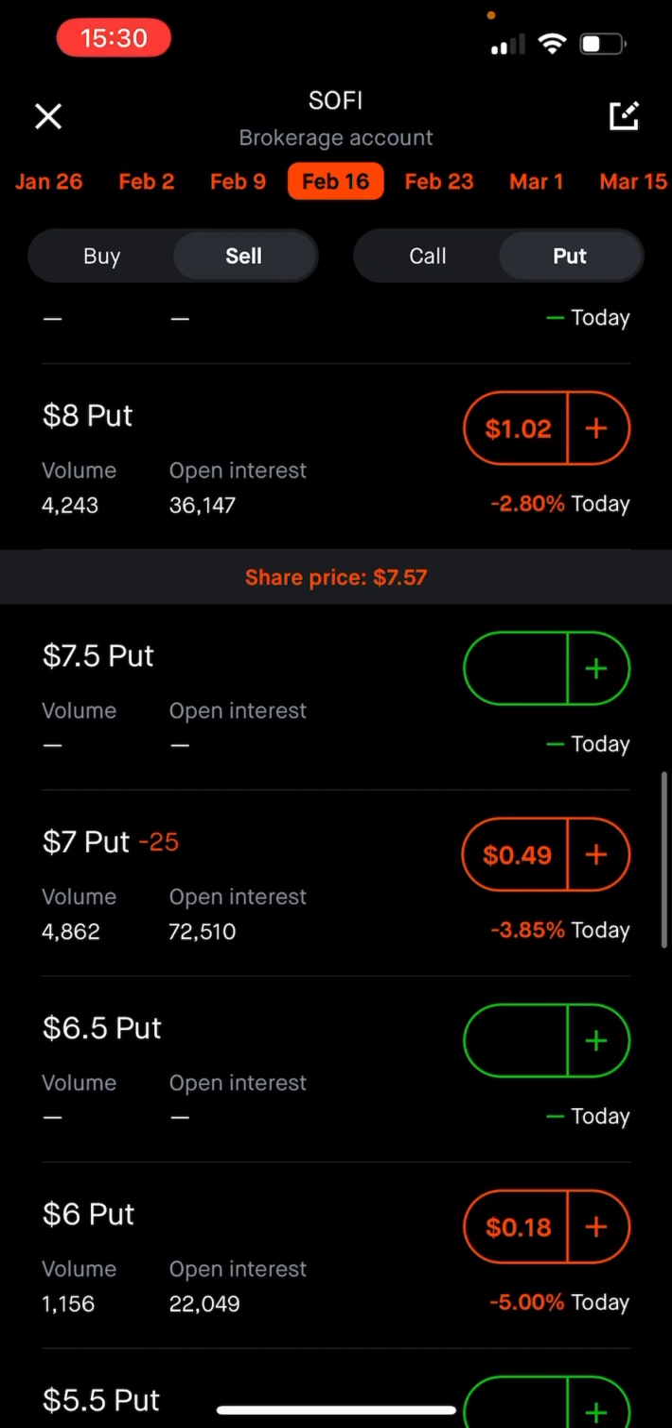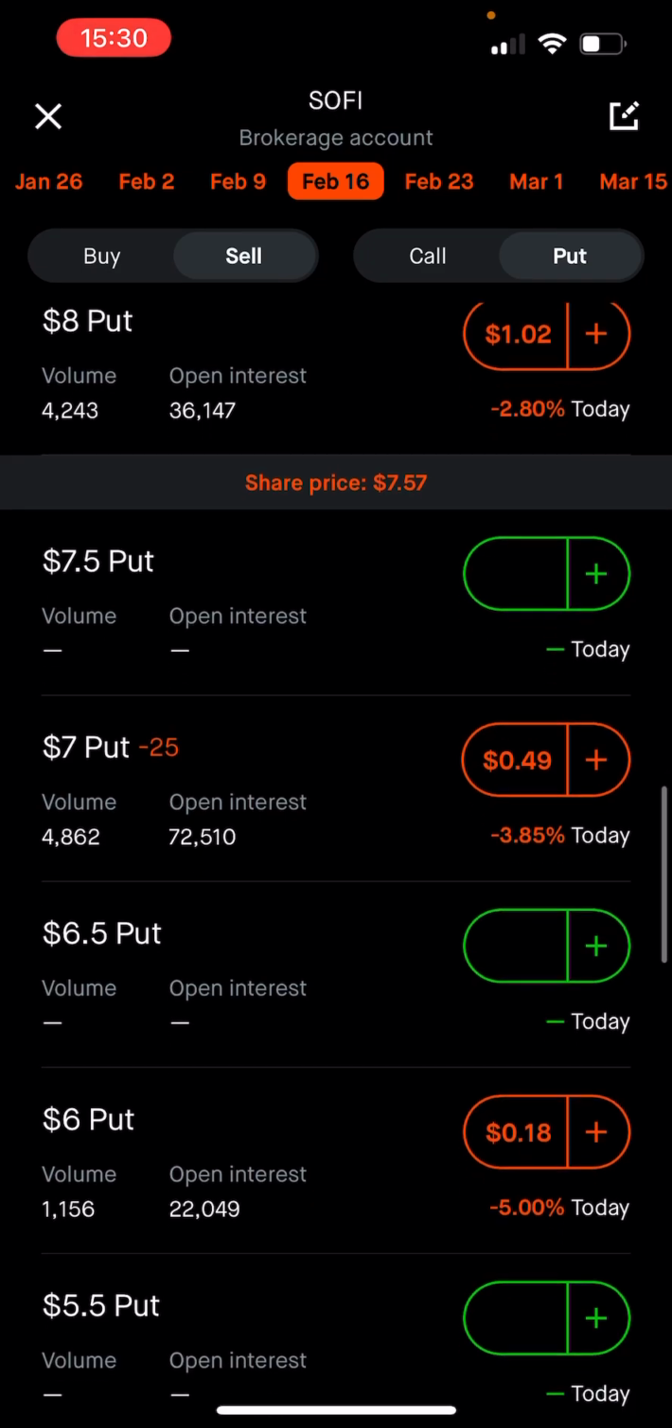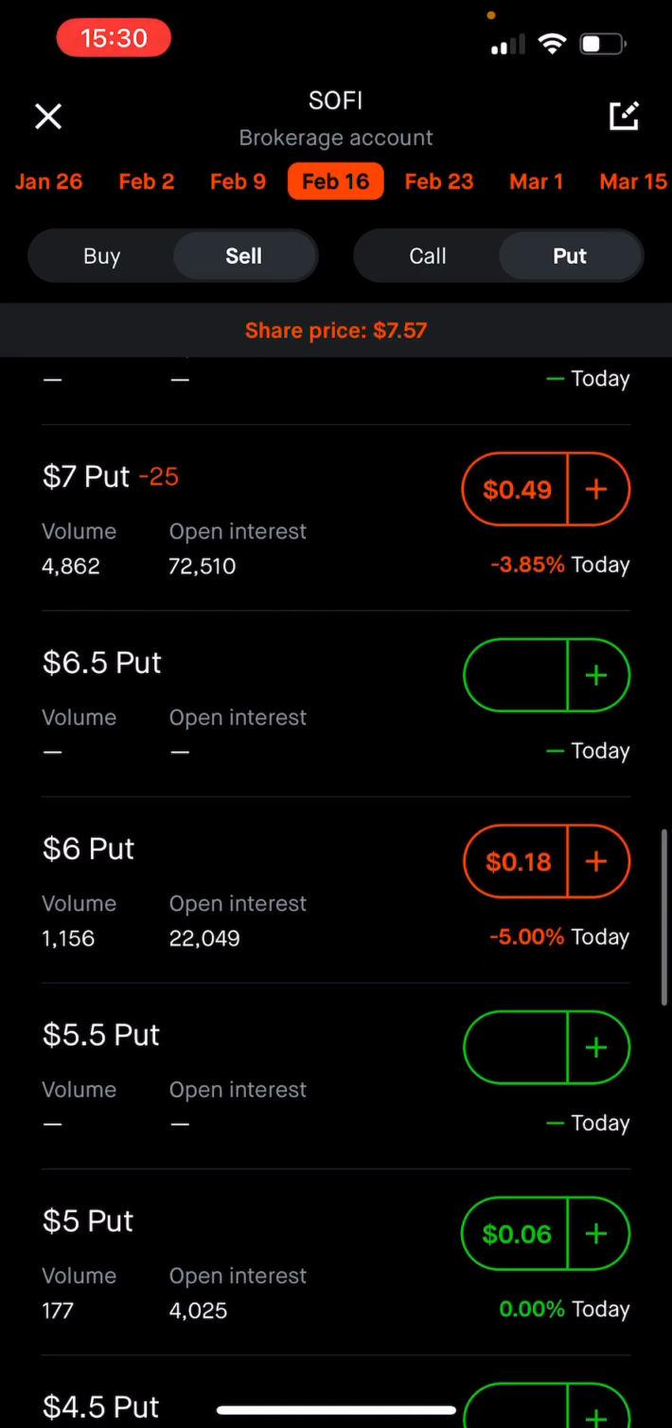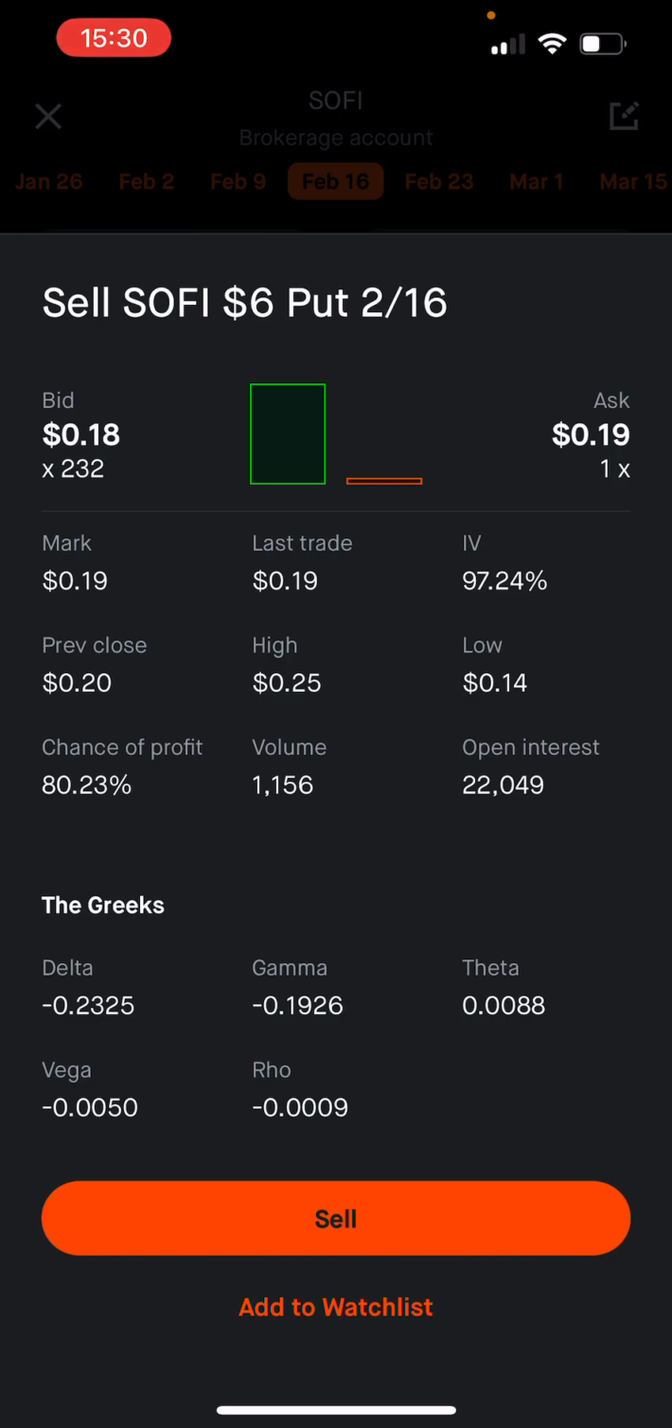We can see that SoFi is currently at $7.57. The put we are looking to sell is at $6, so I'm going to click on that. The information on this page I like to look at is the IV, or the implied volatility. Anything over 40 is good because that means you're going to collect more money per contract. We can see it's at 97, so it satisfies that.